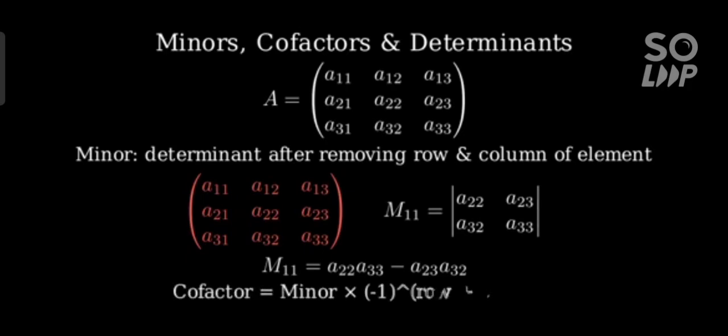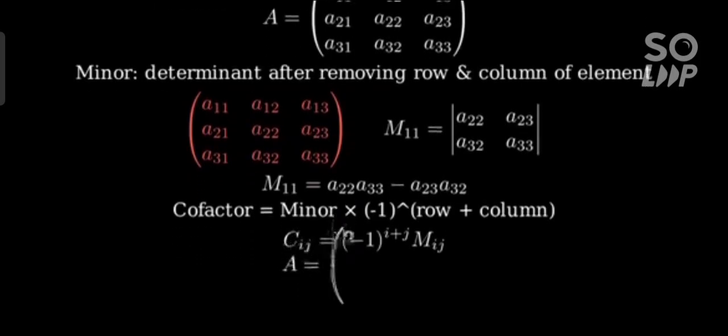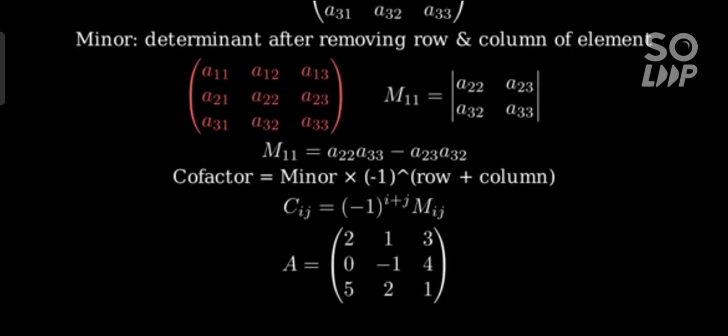Now, let's learn about cofactors. A cofactor is the minor multiplied by negative 1 raised to the sum of the row and column numbers. For position i,j the cofactor is negative 1 raised to i plus j times the minor. Let's work through a complete example with actual numbers.